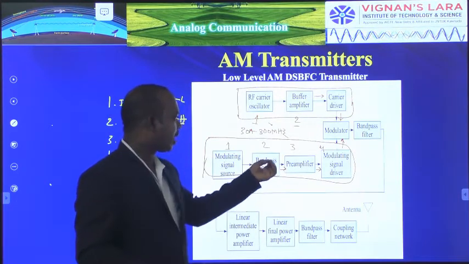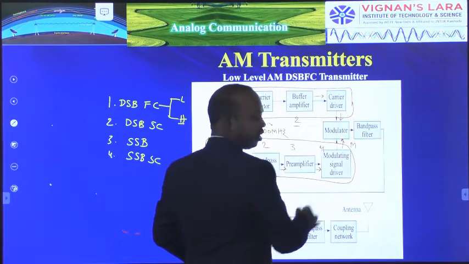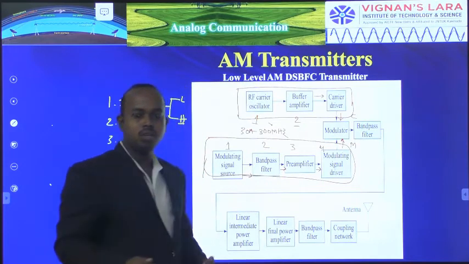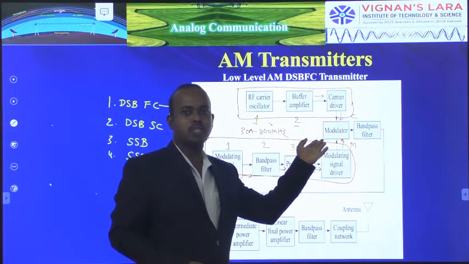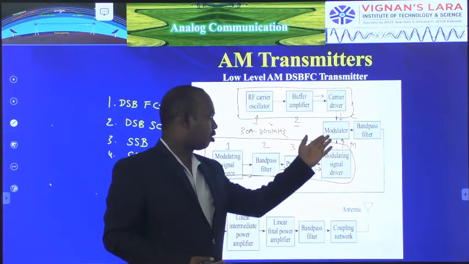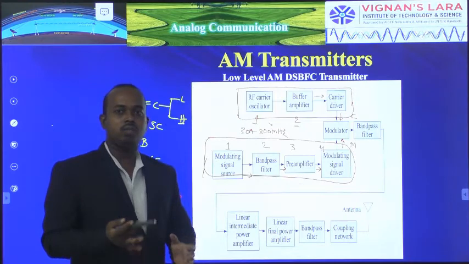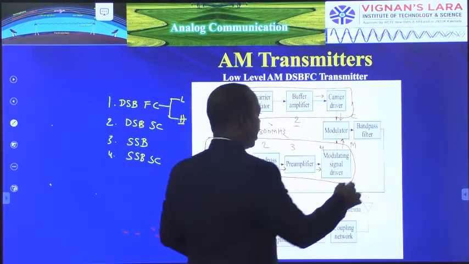Here the modulator has 2 inputs. One is a message or modulating signal and the second one is the carrier. These 2 are mixed in the modulator. The modulator gives the combination of carrier and modulating signal. The combination we are passing to a band pass filter.